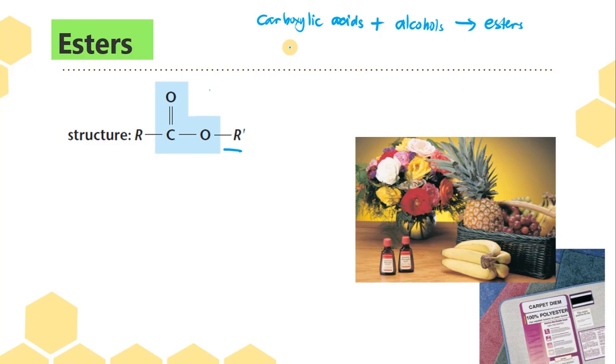For example, carboxylic acid RCOOH, then your alcohol ROH. Your R here could replace the H, and this free H would then merge with the other one, and they become H2O. So usually these reactions have H2O included in the products. Just remember this one: carboxylic acids plus alcohols equals esters.